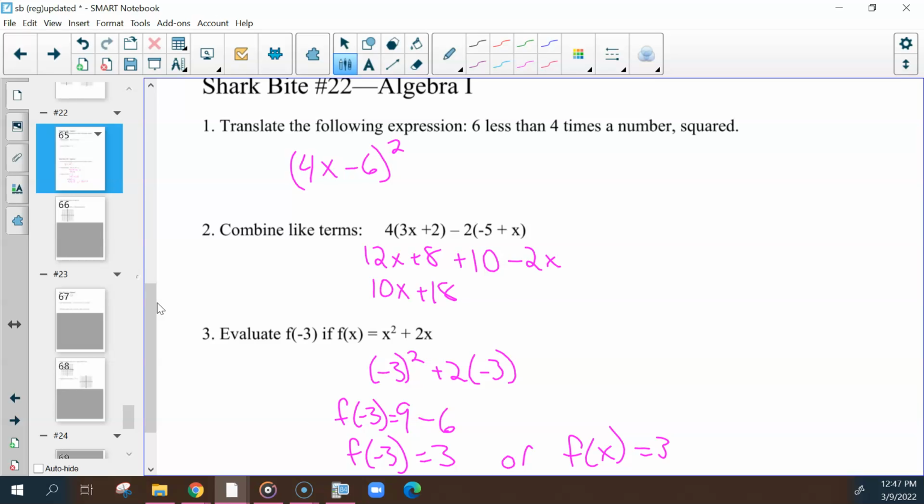So for number 2, we needed to distribute. So 4 times 3 gives us 12. 4 times 2 gives us 8. Negative 2 times negative 5 gives us 10. Negative 2 times x gives us negative 2x. And then combine your like terms. So here your like terms are 12x and negative 2x to get 10x. And 8 plus 10 will give you 18. Do you see where you went wrong?